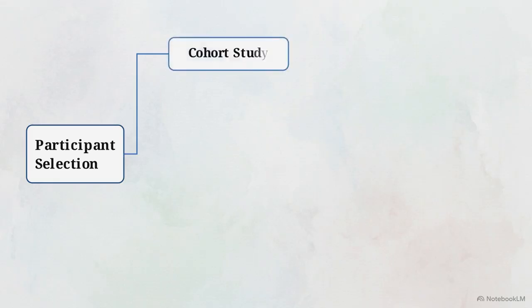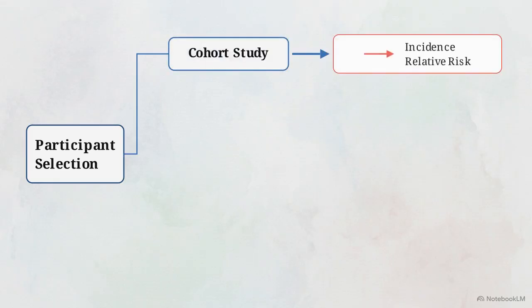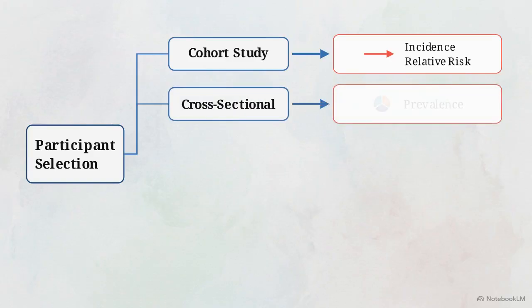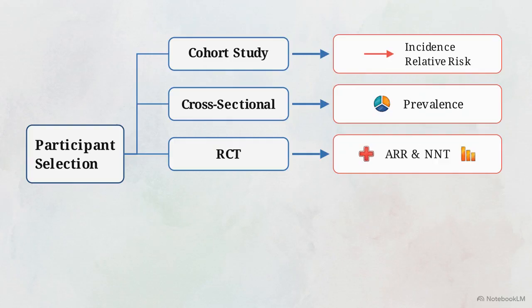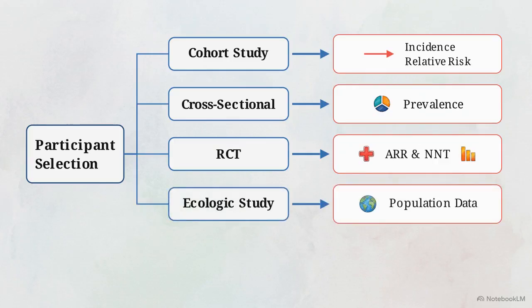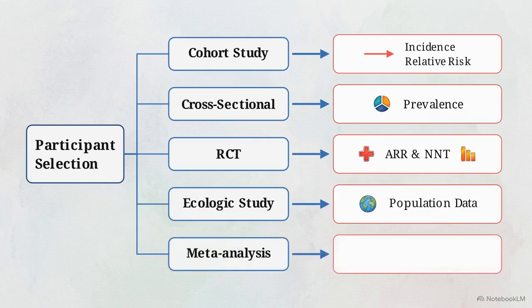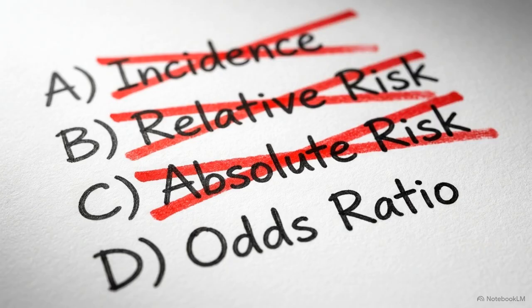Selecting patients by exposure and tracking them forward defines a cohort study, allowing measurement of incidence and relative risk. Measuring both simultaneously defines a cross-sectional study, providing disease prevalence. Randomly assigning an intervention is a randomized controlled trial, yielding absolute risk reduction and the number needed to treat. Analyzing entire populations is an ecologic study. Pooling prior trials is a meta-analysis. Identifying this chronological axis eliminates mathematically impossible answer choices before you even look at the data.